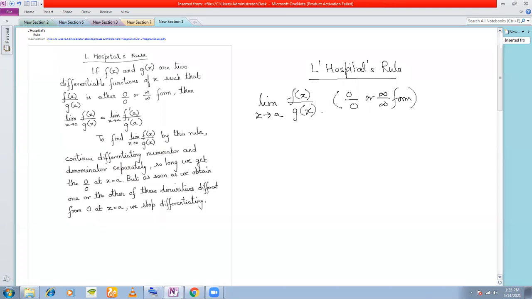Then, according to the L'Hospital's rule, this limit is equal to f dash a by g dash a. That is, differentiate the numerator and denominator separately, and then put x is equal to a. Now if you find this again to be 0 by 0 or infinity by infinity form, then again you differentiate.